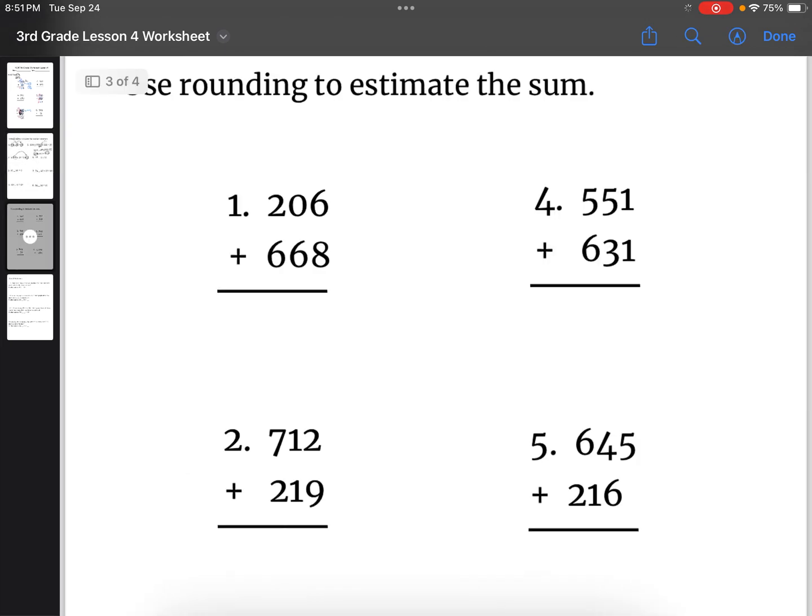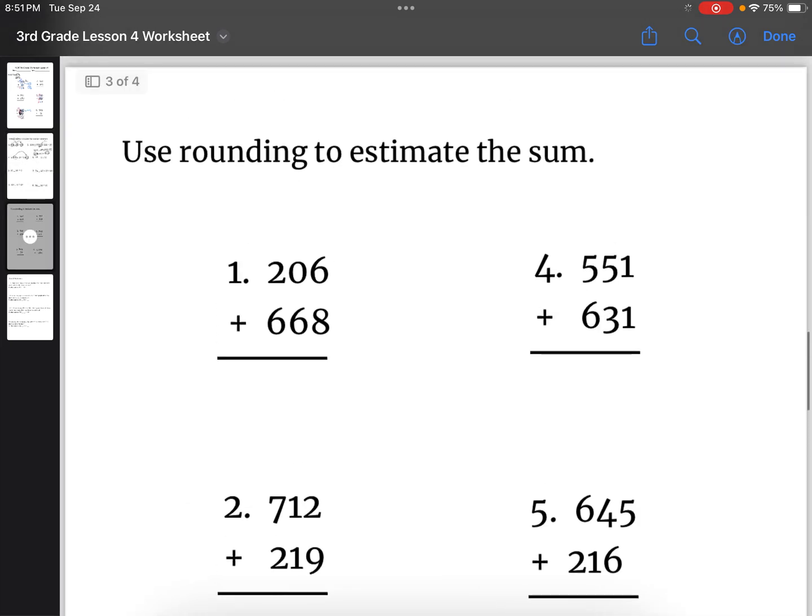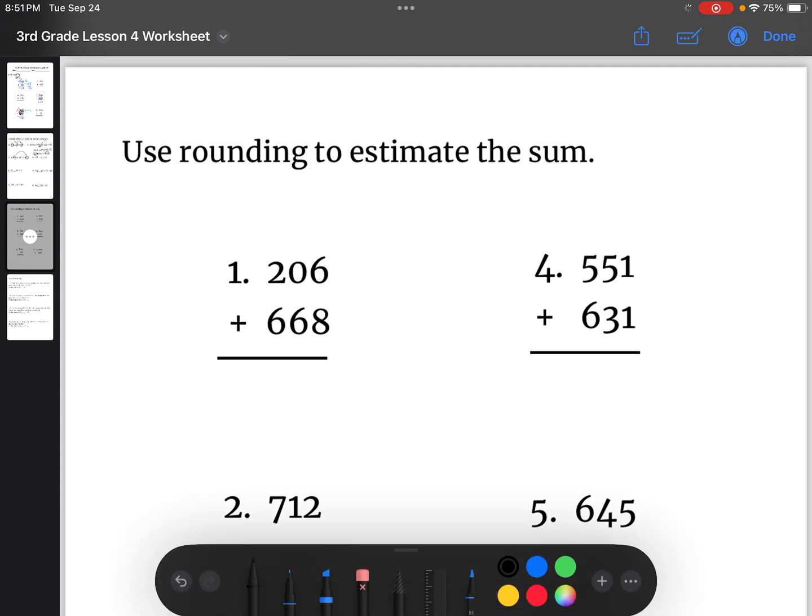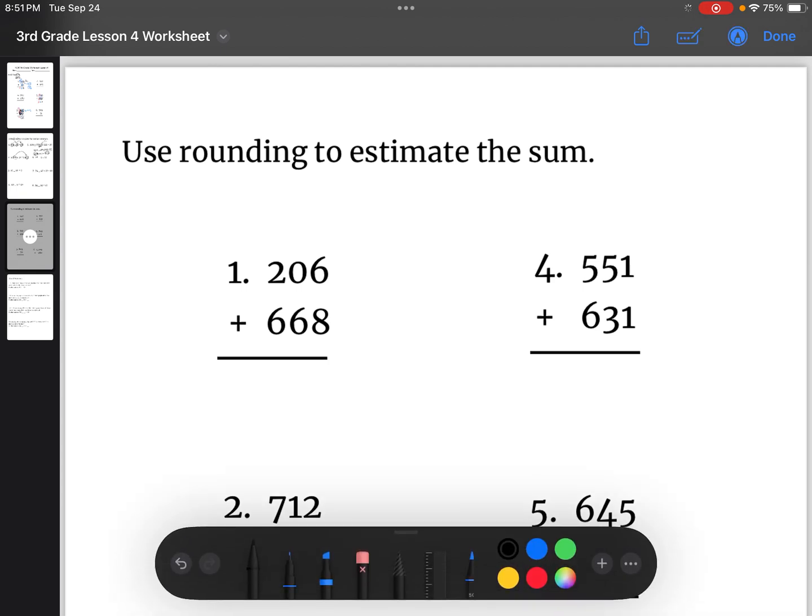Let's take a look at the next page. Use rounding to estimate the sum. So what is rounding? Rounding, like we've mentioned earlier in previous lessons, if it's 0 to 4, you're going to round down.